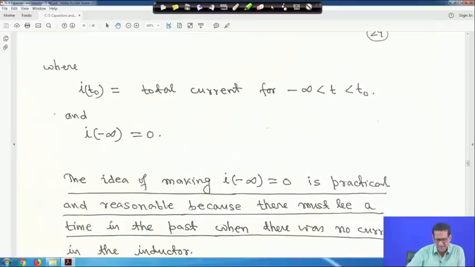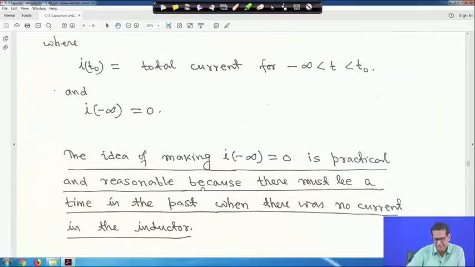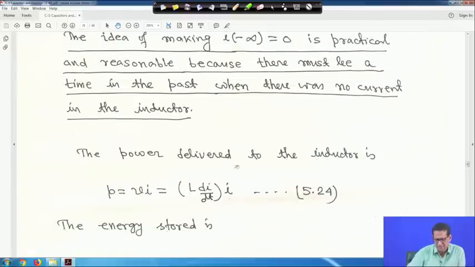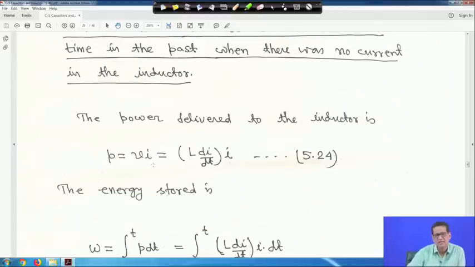The idea of making I of minus infinity zero is practical and reasonable, because there must have been a time in the past when there was no current in the inductor. It is a very practical assumption. So I of minus infinity we take as 0, and the power delivered to the inductor is P is equal to V into I. So P is equal to L into di by dt into I. This is equation 24.